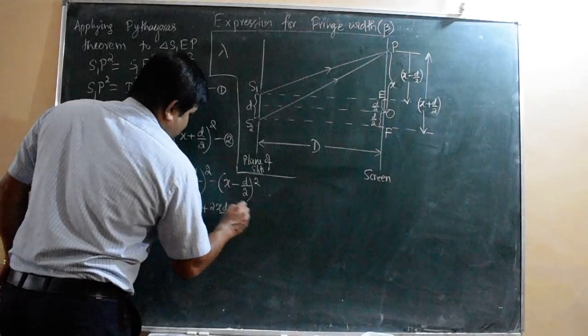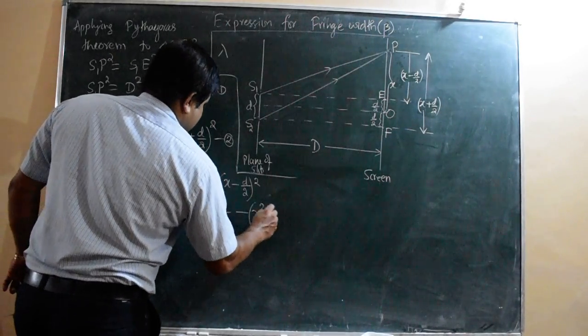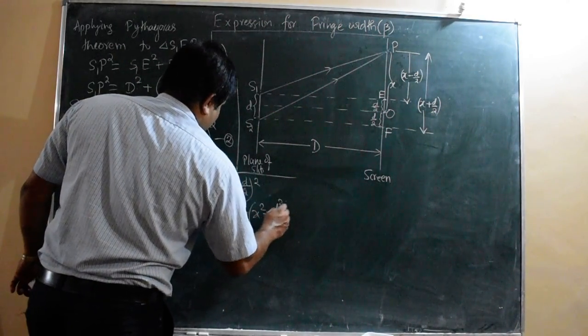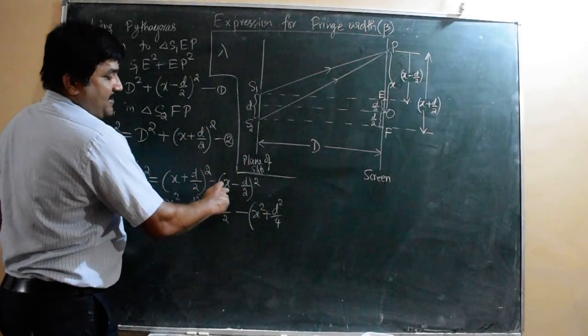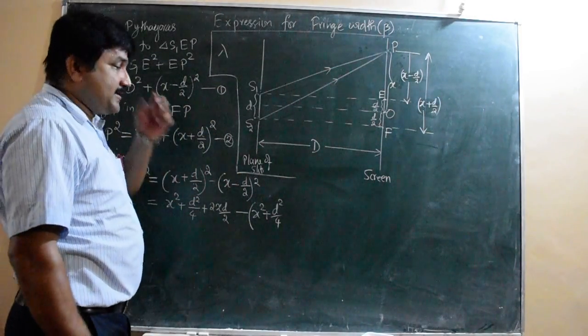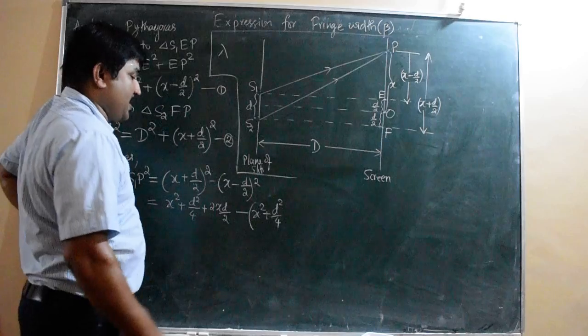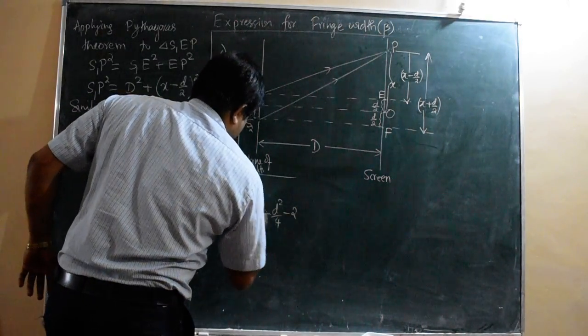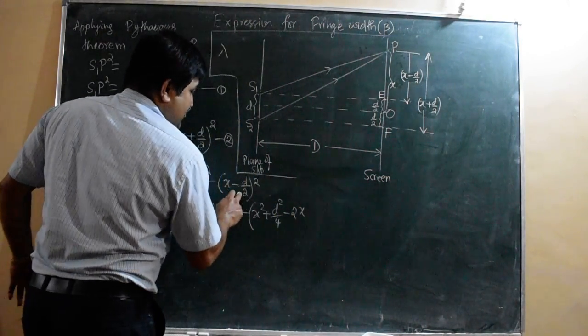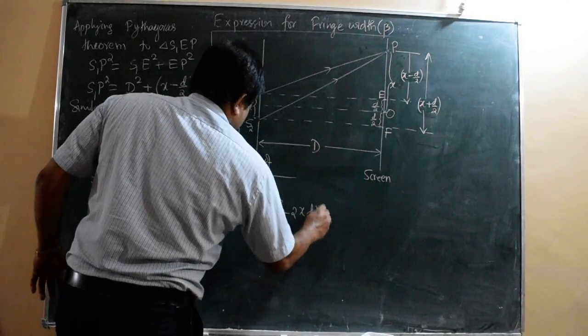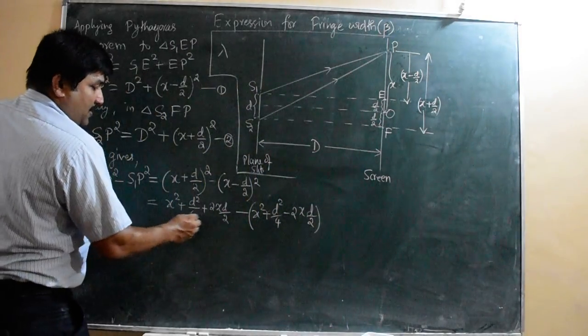Okay, then minus of x square plus d square by 4. How? It is (a minus b) whole square. (a minus b) whole square is a square plus b square minus 2ab. So minus 2ab, where a is x and b is d by 2. Okay, so now you see what happens.